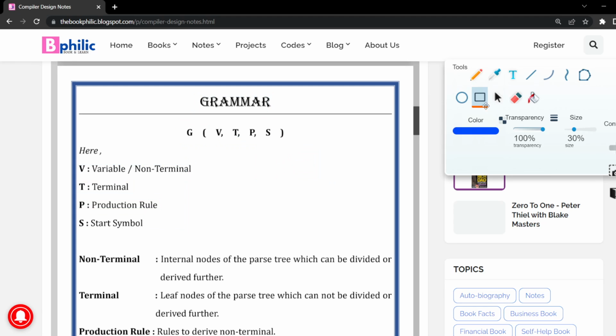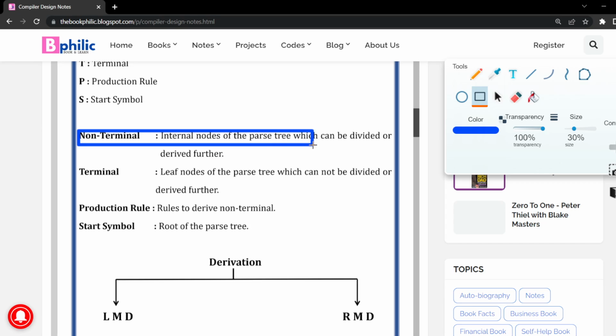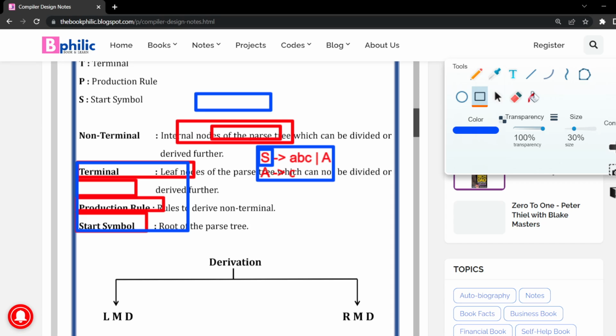So let us move on to the next things, that is non-terminal, terminal, production rule, start symbol. These are nothing but a small sentence in order to define the terminology of these four names. So first of all, let us understand the non-terminal. Non-terminal is nothing but the internal node of the parse tree which can be divided or derived further. As I have told you in the previous example, as you can see over here, the capital A can be derived further into small c.